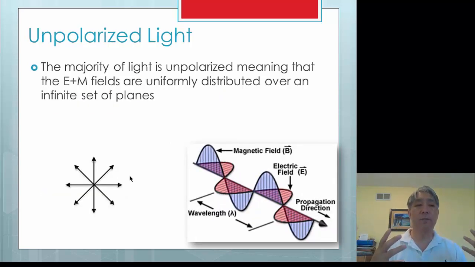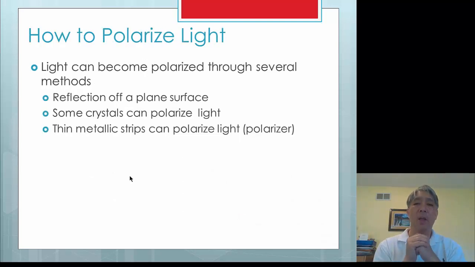So in general, light from most sources is going to be unpolarized. The light from most light bulbs, the light from the sun, meaning that the electric field and the magnetic field are in an infinite set of planes. Light's traveling in all sorts of different directions. But we can polarize light in several different ways. For instance, if we reflect light off a plane surface, the light tends to be at least partially polarized. And that's why polarized sunglasses, by eliminating that reflection, cut down on the amount of glare that you have.